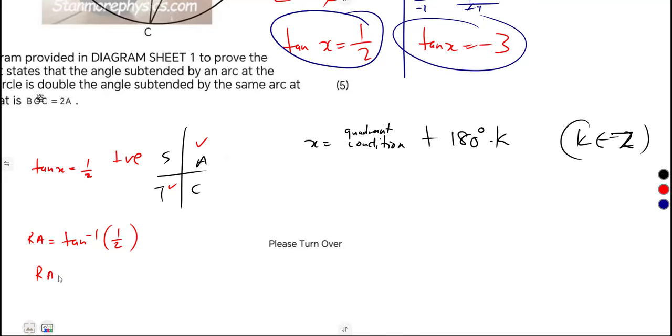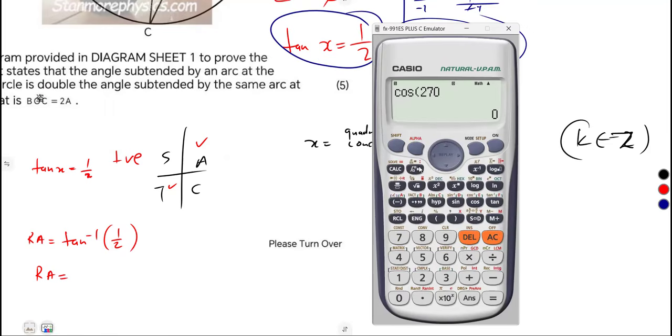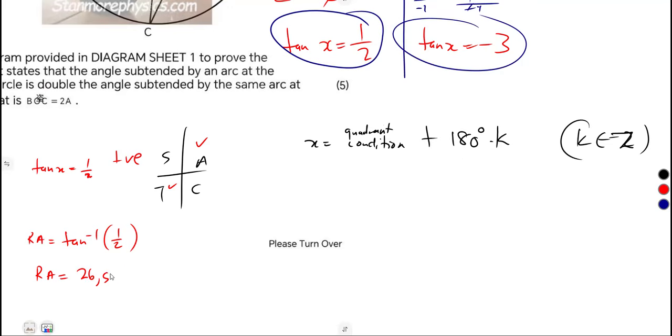1 over 2. So our reference angle was going to be what? Let us consider the shift tan, arctan of 1 over 2. That was 26,573 to 2 decimal places, 26,57. So we're going to have 26,57 degrees. So using the quadrant condition, we can have the first one where we are considering all, this is where you've got the reference angle as it is.